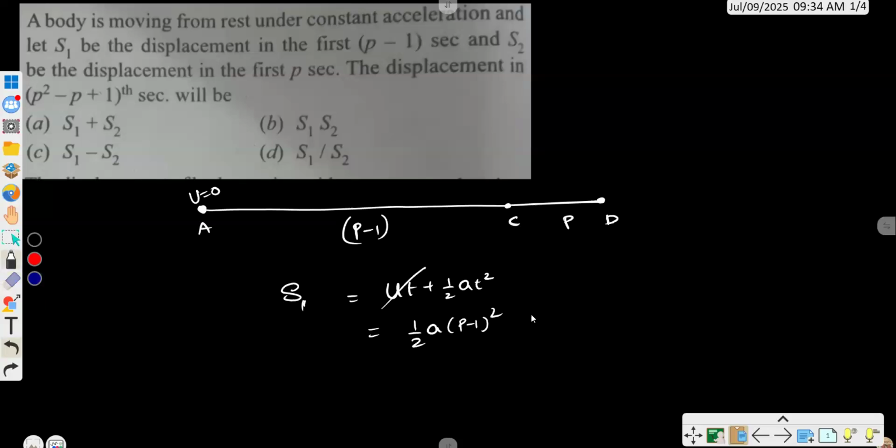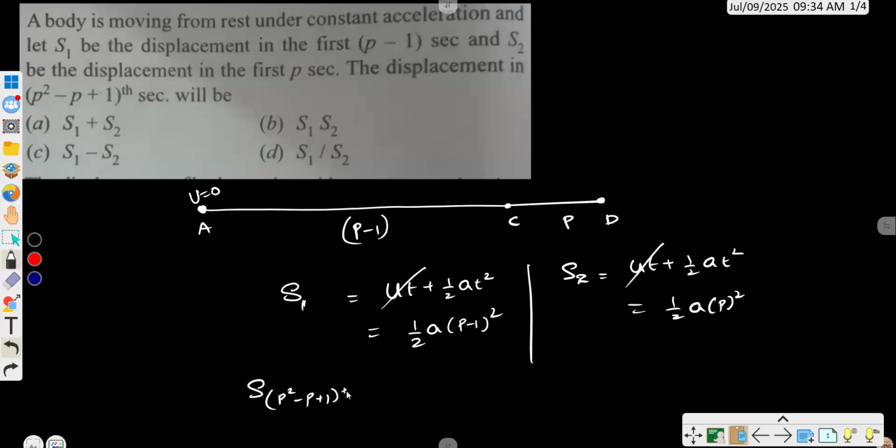Next, we'll see what is S2. S2 is equal to the distance traveled from A to D, that is in P seconds. So that would be ut plus half at square again. This part is 0, so that would be half A into P square. So we understood now what is S1 and what is S2. Now he's asking what is S nth second. That nth second is P square minus P plus 1th second.